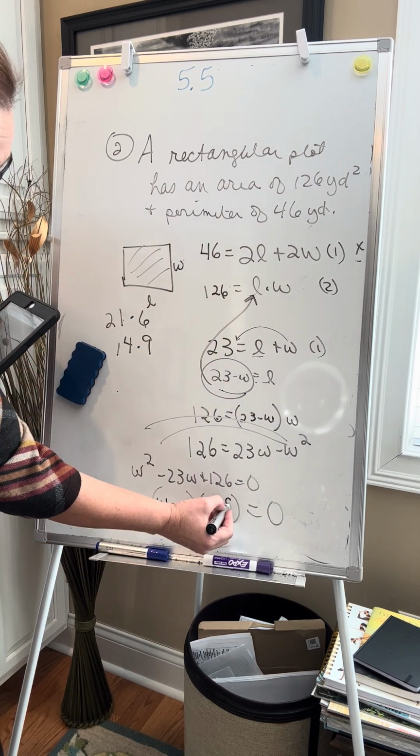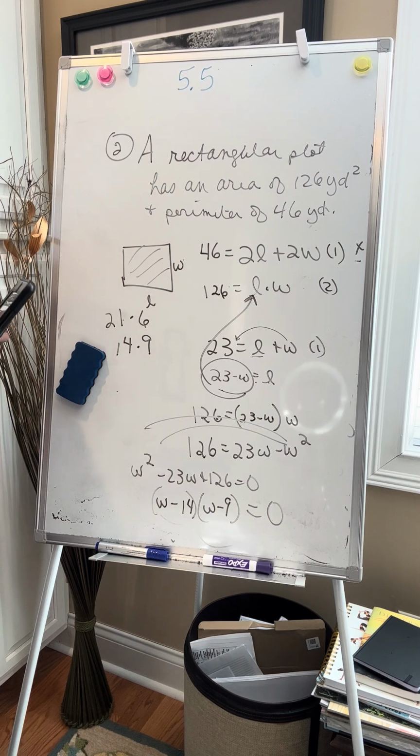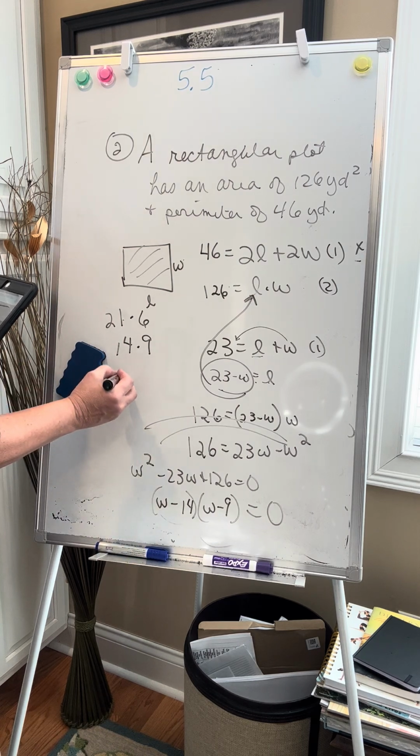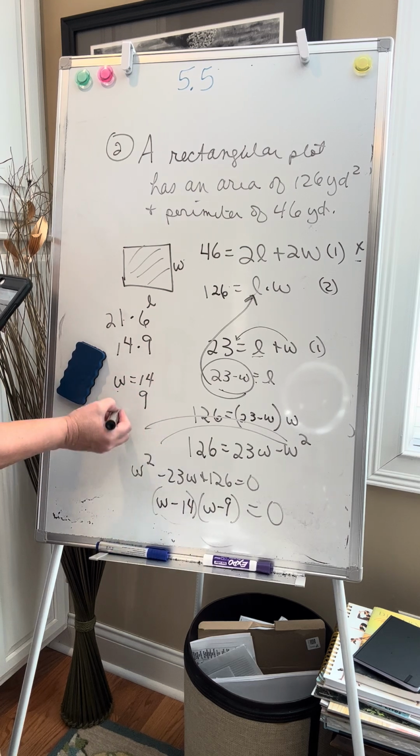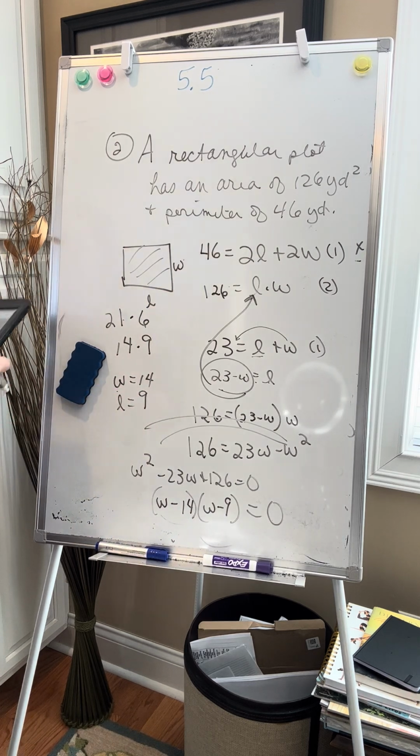So 14 and 9, set each part equal to 0, and then we have our solution. It can be a 14 by 9 or a 9 by 14. Basically the same rectangle, and I think the problem asks for the longer side. So we could say the longer side has to be the 14.